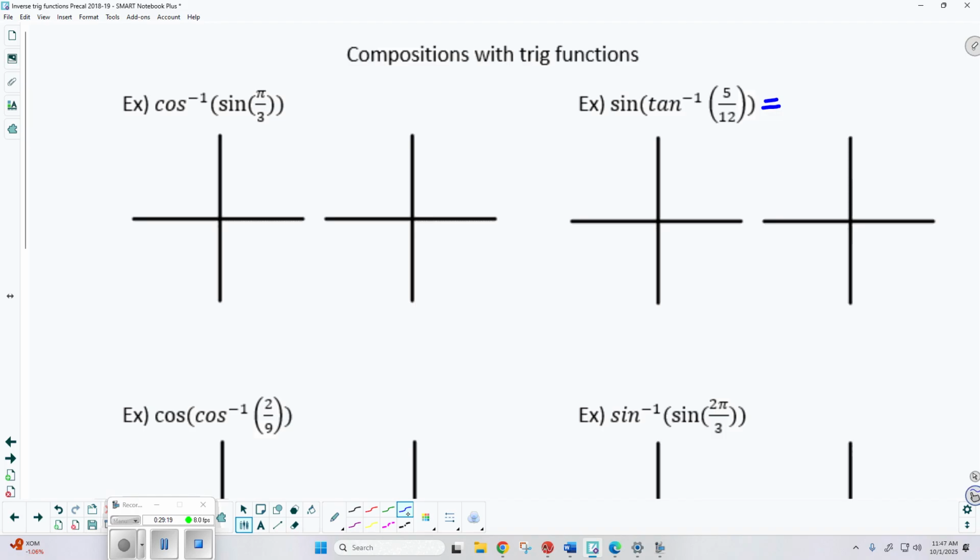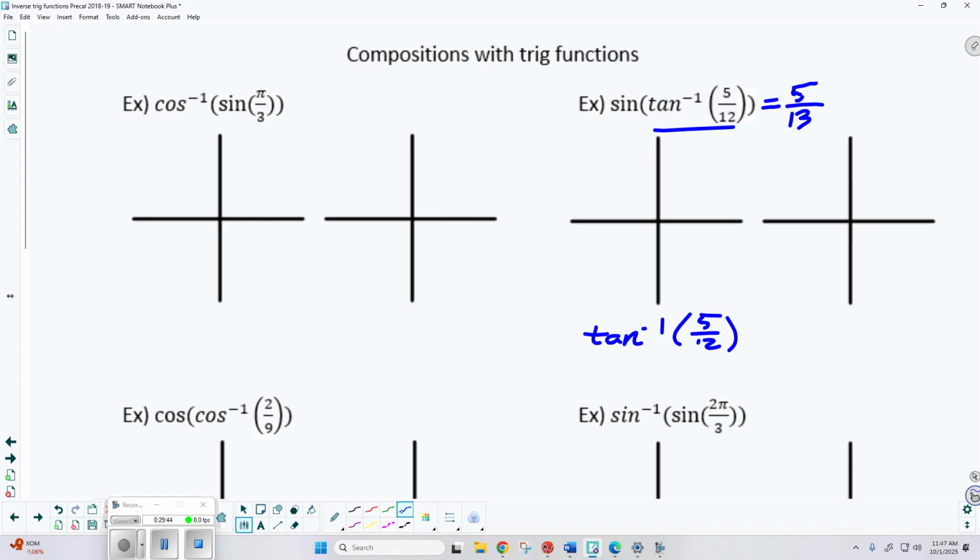Okay, here's what you should be getting. 5/13. Okay, how many folks got that? Nice. Okay, let's run through it just to be on the safe side. So we're starting with the innermost function. Tangent inverse of 5/12. Okay, 1 or 4?